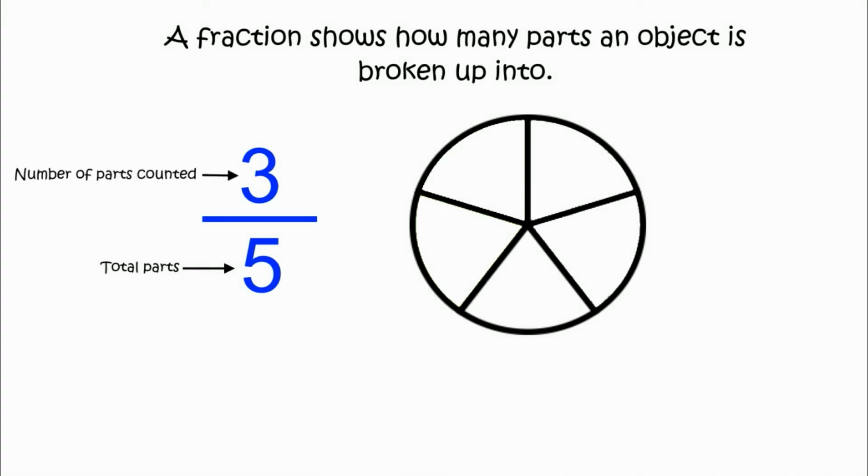The top number of a fraction, called the numerator, always shows the number of parts that you have or the number of parts that you need to count. Many times, those are the parts that are shaded.